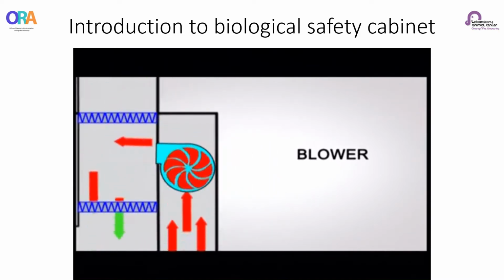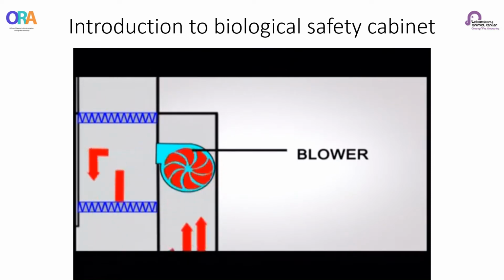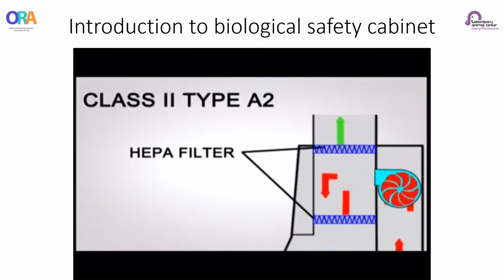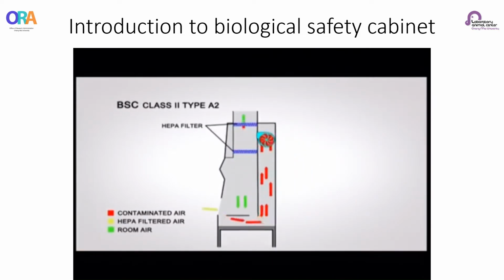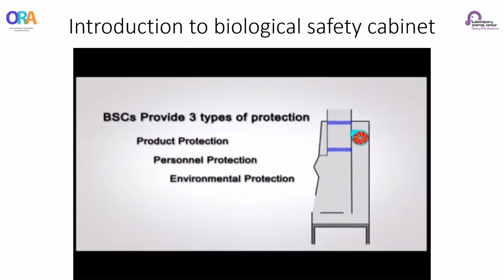The BSC contains two major components: the motor blower system, which controls the airflow and compensates for filter loading to provide a constant volumetric flow rate of air; and high-efficiency particulate air filters, better known as HEPA filters, which have a minimum particle removal efficiency rate of 99.99% on particles smaller than 0.3 microns, and remove bacteria, spores, and viruses. BSCs are designed to provide three types of protection, including product protection, personnel protection, and environmental protection. I will discuss each type separately.